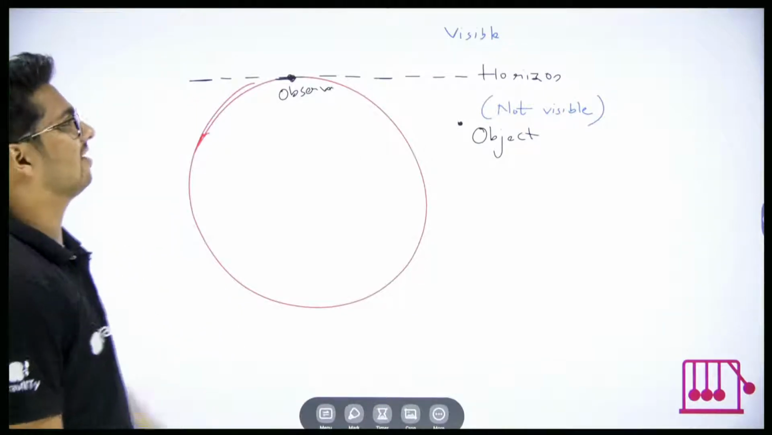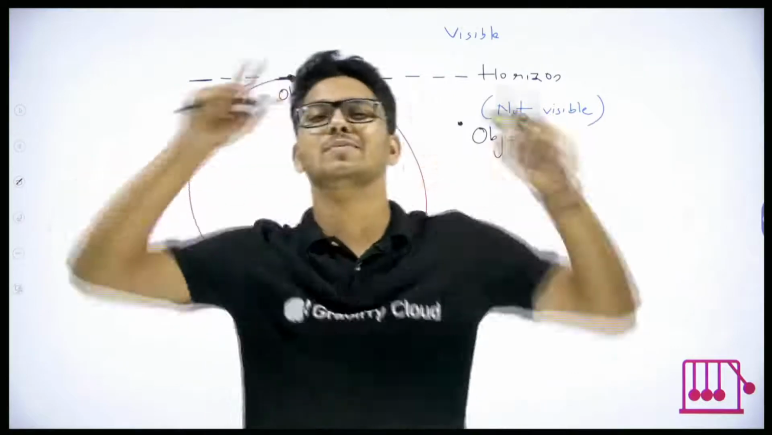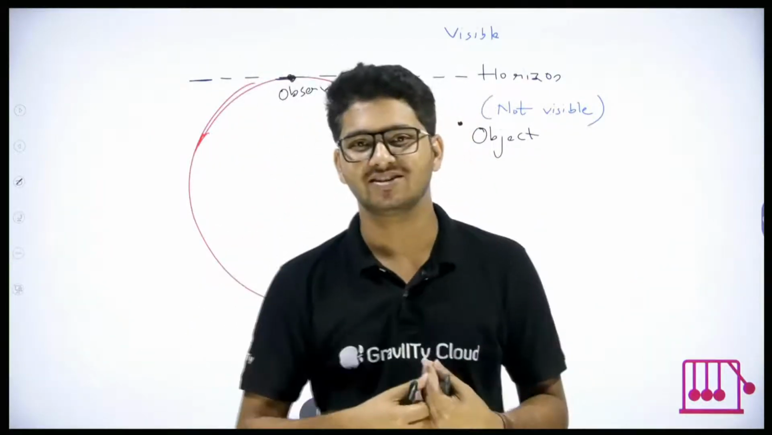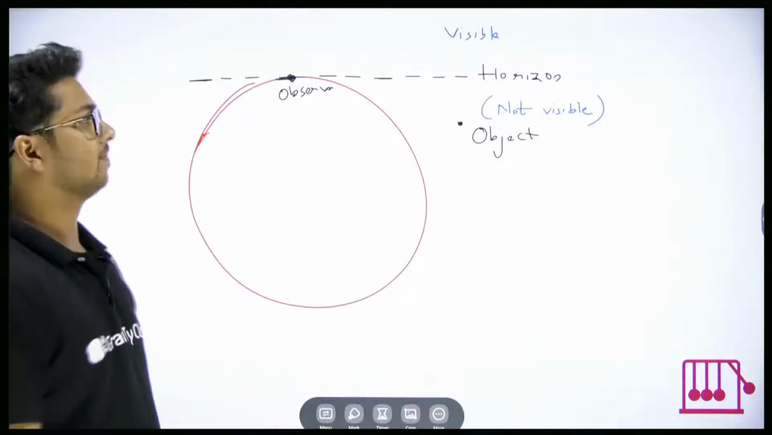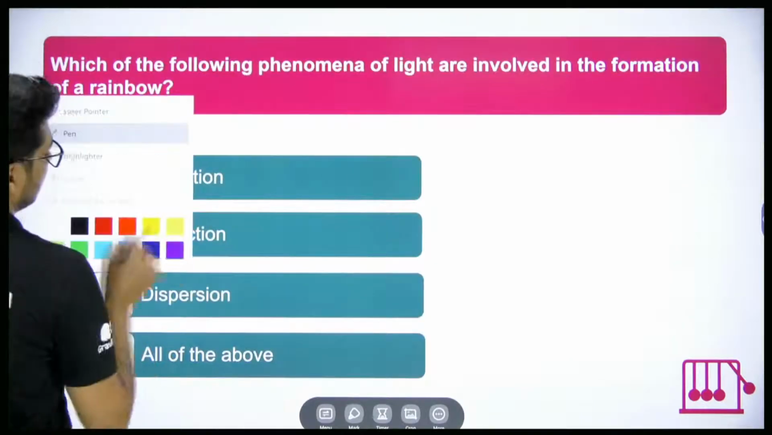That is the reason why we can only see half of this rainbow. We can only see a semicircular ring as rainbow from the ground. Who blocks it? The horizon blocks it. Got it? Good.